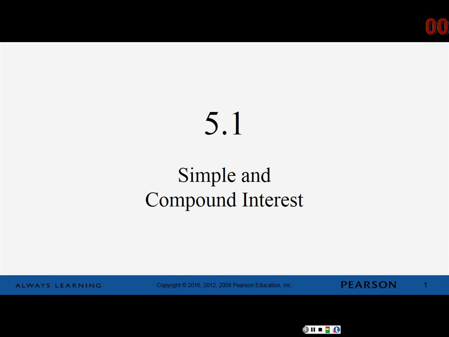So our first section is going to be about simple and compound interest. And I would think that if you've gotten this far in your educational career, at some point you've actually done problems with simple interest and probably even with compound interest. But we're going to add a little bit more into it at this point.